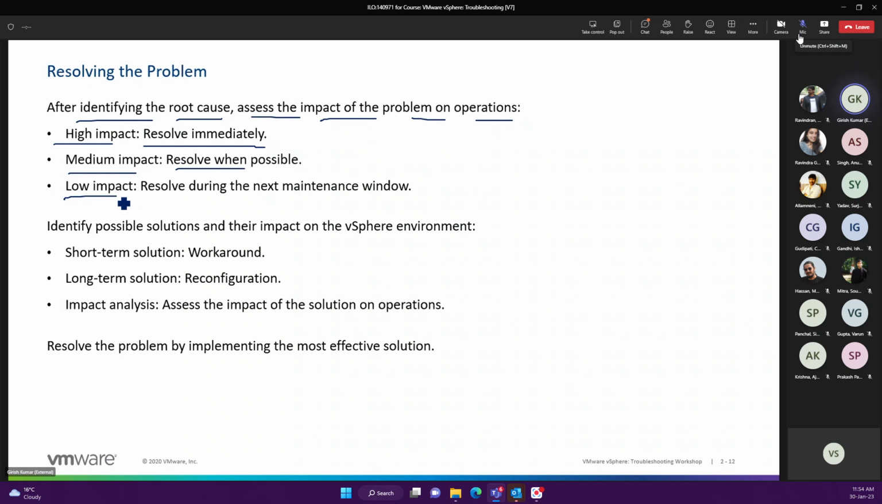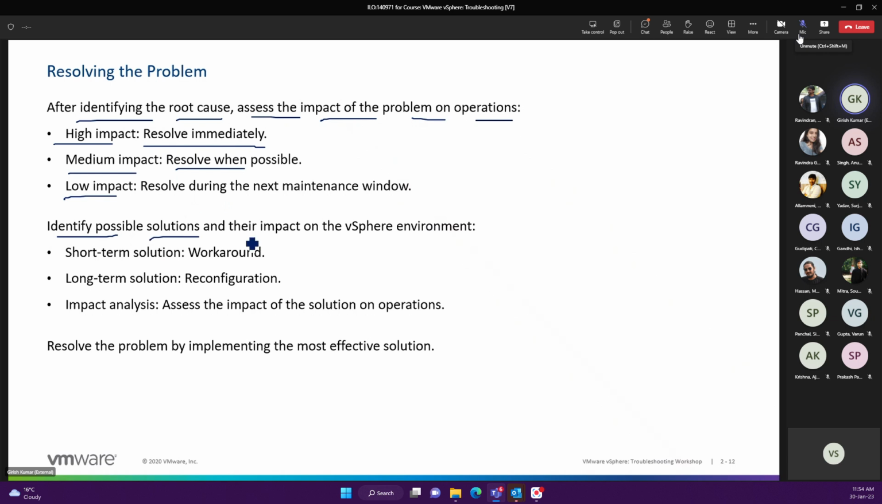Low impact, okay, this is a minor problem, which gets resolved automatically once we do the next maintenance or patch management. Okay, so a small problem, we note it down, and it must get resolved when we do the next patch management for all our existing ESXi hosts.